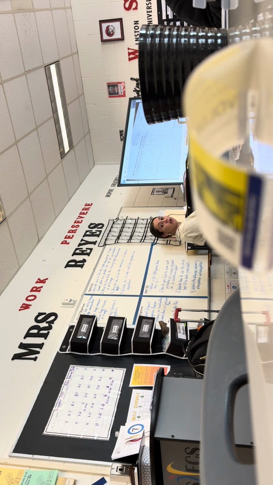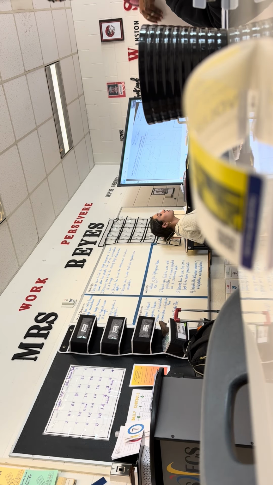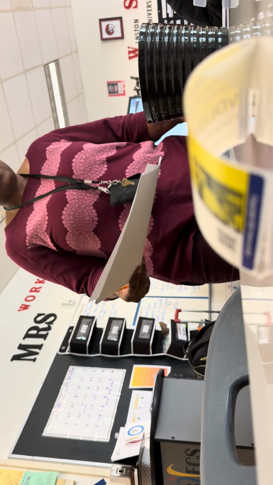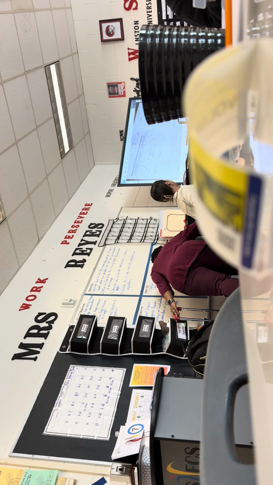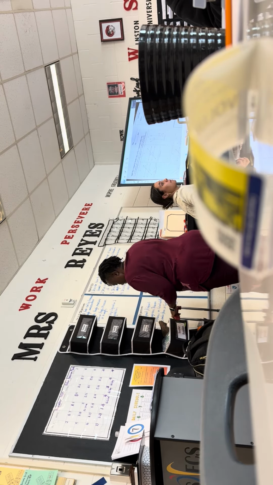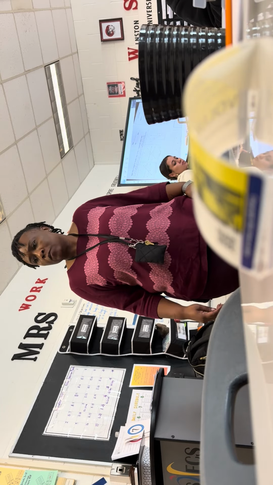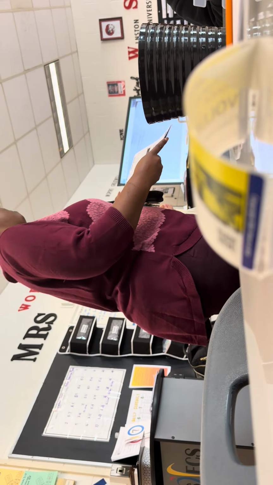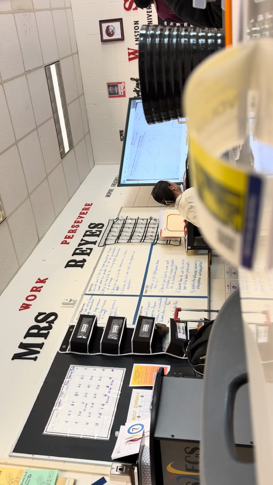Alrighty. And then for number 3, what is the relationship between these angles? Go ahead. Corresponding. Good job. Yeah, corresponding angles. Why would they be corresponding? So one's on the interior, one's on the exterior, but they're on the same side.